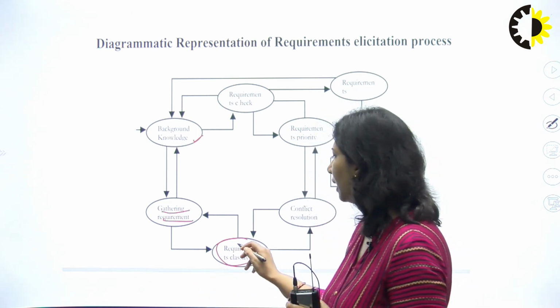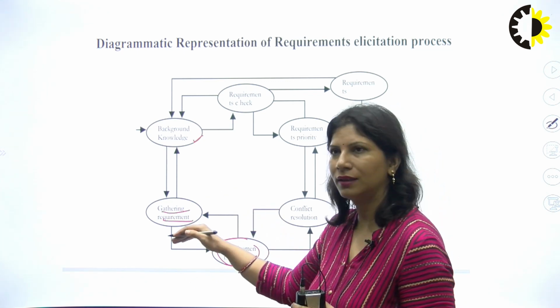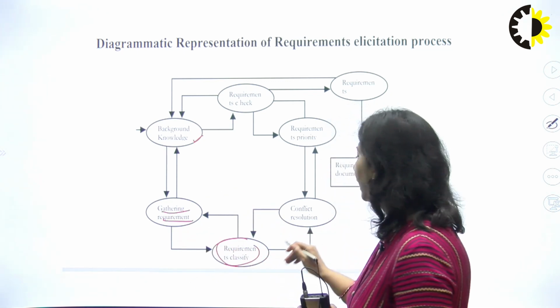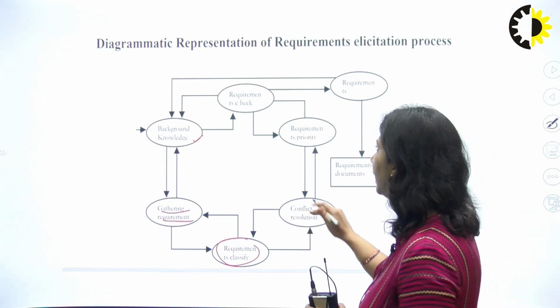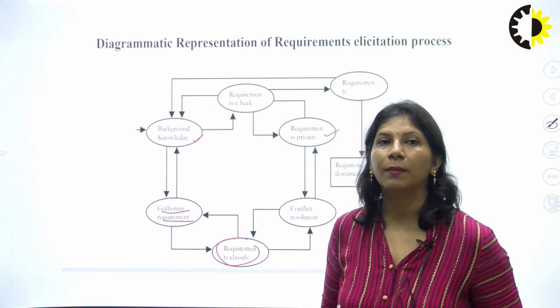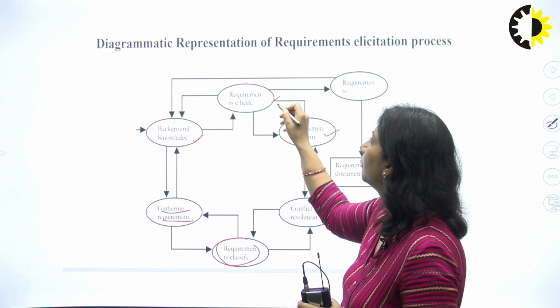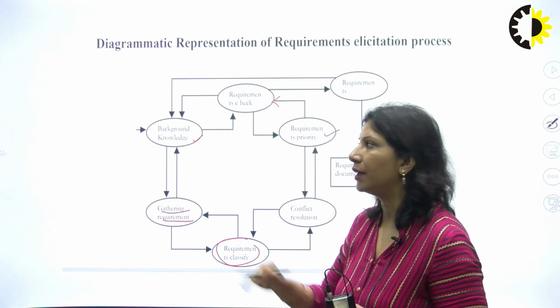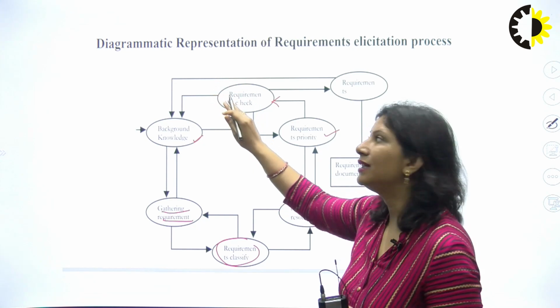We should gather the requirements, classify the requirements, and gather the requirements again. Then if there are any conflicts, we will resolve those conflicts and prioritize the requirements. The priority of the requirements will be there. Then we will check the requirements. If we have the background knowledge, then only the requirement check will be done.